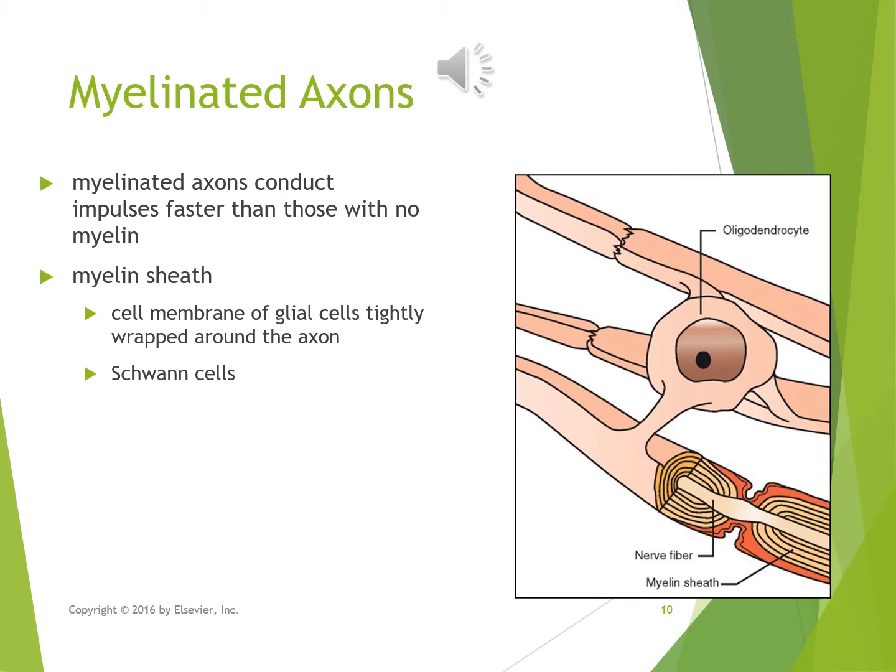And in between the glial cells are small gaps in the myelin sheath called nodes of Ranvier. And these work together to enhance the speed of conduction of the nerve impulse along the axon. So those are the main points to remember when asked about myelinated versus non-myelinated.